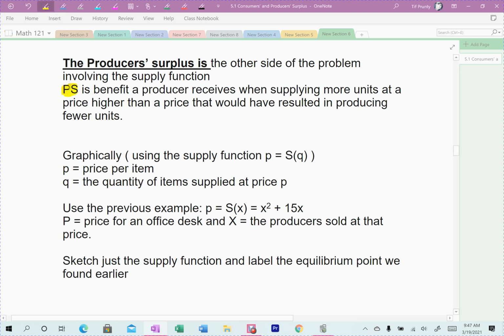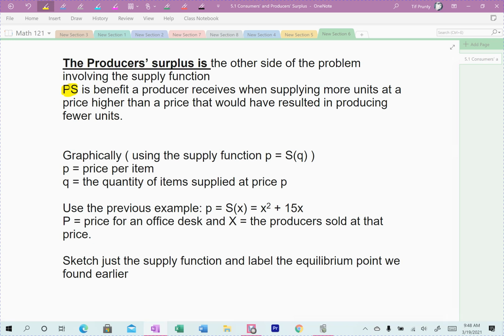Producer surplus is the extra that the producer actually got. They would have been willing to settle for a lower price and fewer units sold, but they didn't have to. This is the extra because they were able to go with the higher price at equilibrium. So this would be the extra that they felt like they got at the equilibrium point.